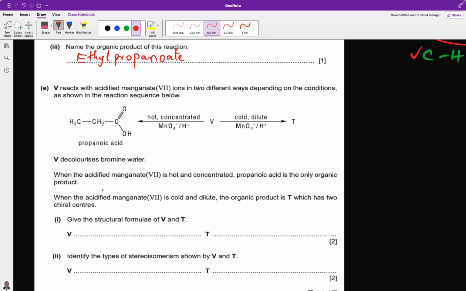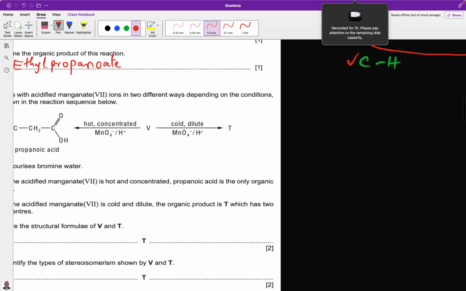So, if the examiner is telling us that under this condition, propanoic acid is the only organic product, therefore, we can conclude that that end of V, the alkene, after the breaking of the double bond, will definitely contain an aldehyde. And this is how it is represented. Let's do this as an example.